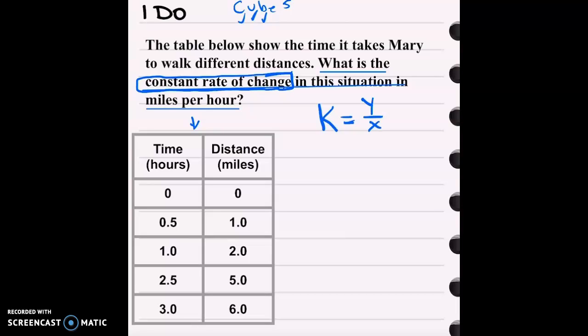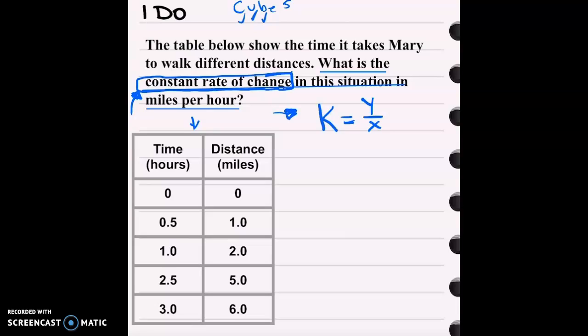Now, if you forget this formula, it is provided for you on the formula chart of the Common Assessment and the STAR test. So if you forget this formula, go back to the formula chart that's provided for you and look up constant rate of change. Once you look up constant rate of change, you will see this formula right here.